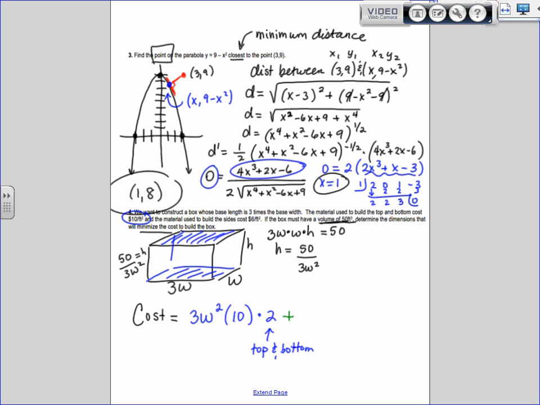The 10 is the cost, the $10 per square foot. So why do we do 3w squared? Because that's the area of the top and the bottom. Each area is 3w squared. The price for that 3w squared is $10 per square foot. And then we have 2 of them.